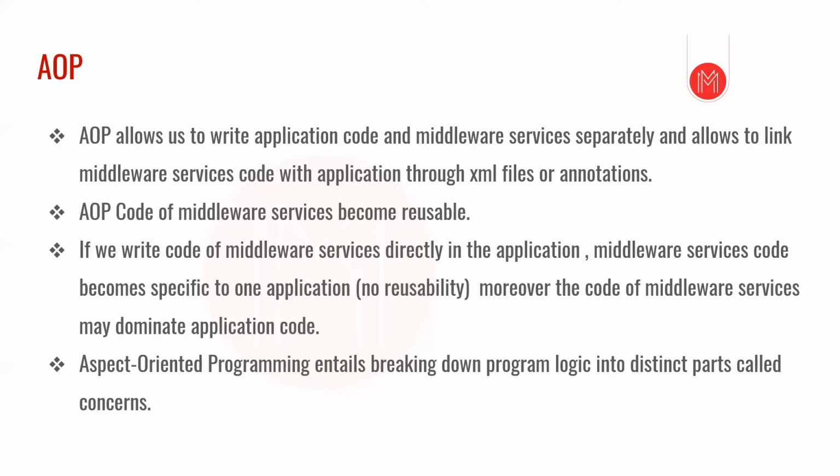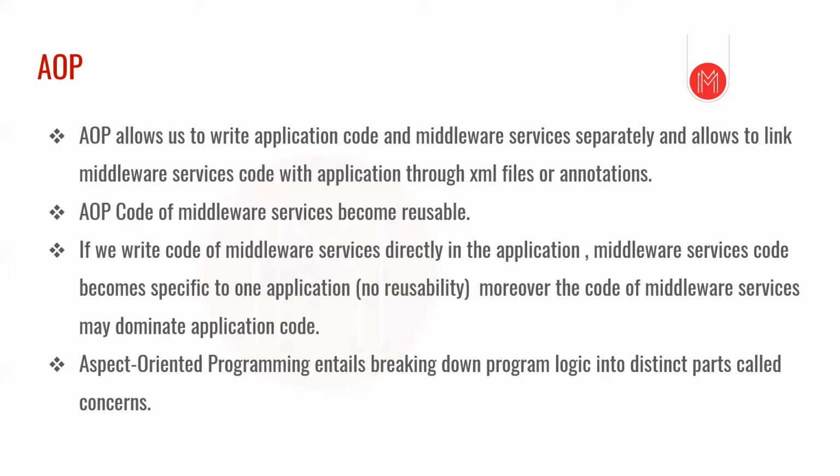Okay, so for that, we need one simple support. That is with the help of AOP, aspect-oriented programming, which entails breaking down program logics into distinct parts. That is called cross-cutting concerns. What does it mean by these concerns? A cross-cutting concern is nothing but the part of our program that affects other parts of the application.